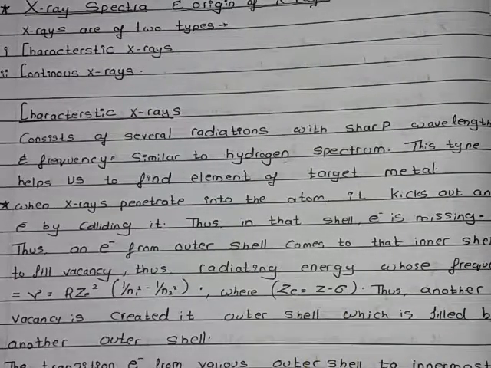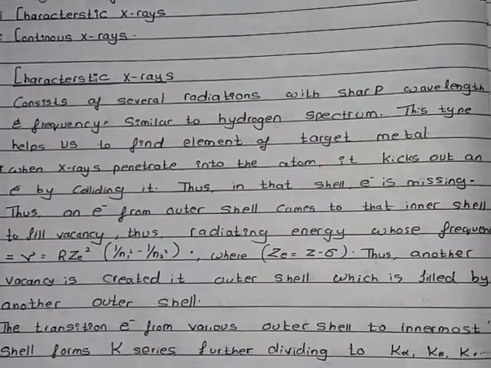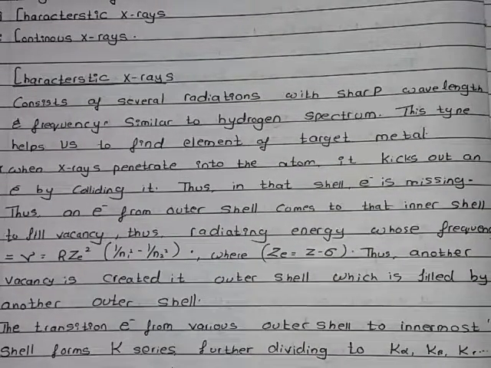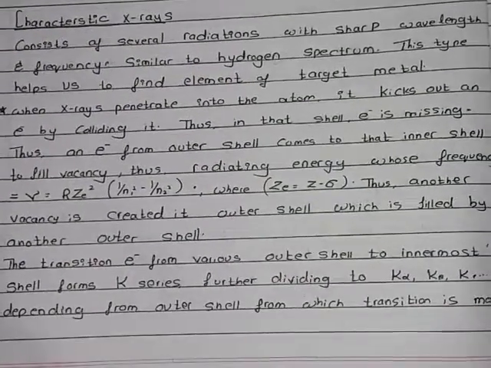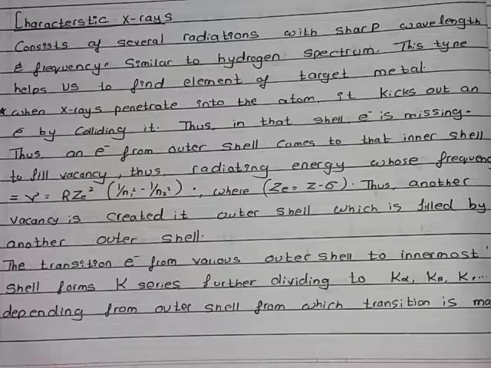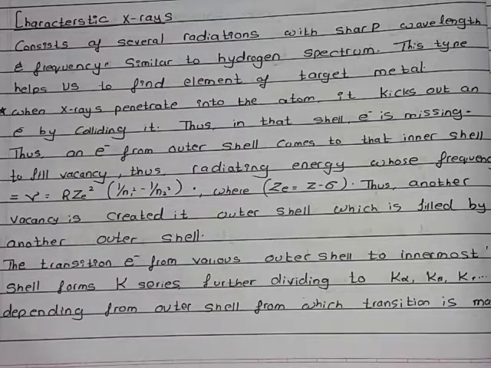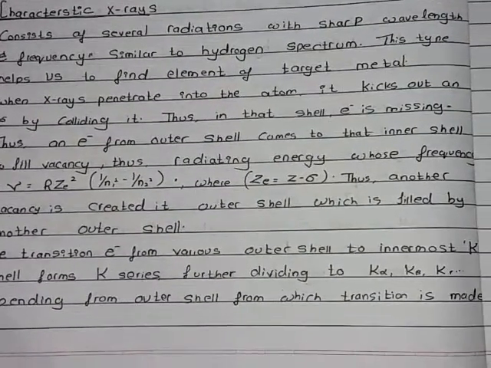Thus, another vacancy is created in the outer shell. Yes, because the outer shell electron goes to the inner shell, so another vacancy is created, which is filled by another outer shell electron. That's interesting. The transition of electrons from various outer shells to the innermost shell, the K series, is further divided into K alpha, K beta, K gamma, all depending on the outer shell from which the transition is made.